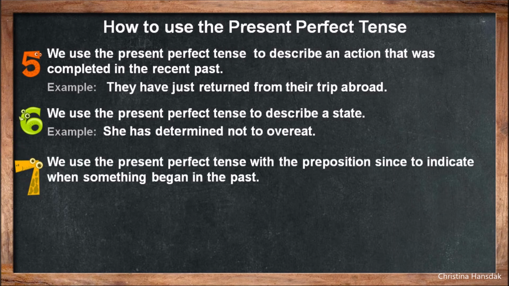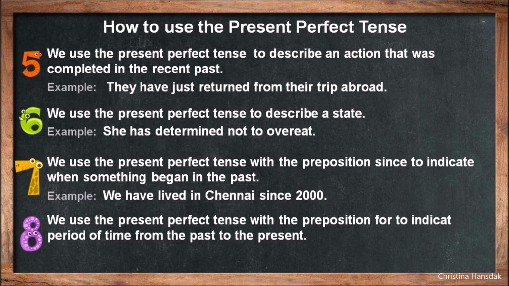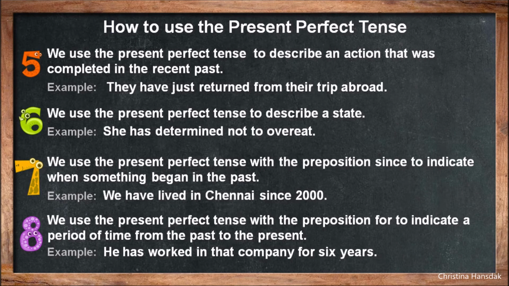Point number 7. We use the present perfect tense with the preposition since to indicate when something began in the past. Example, we have lived in Chennai since 2000. Point number 8. We use the present perfect tense with the preposition for to indicate a period of time from the past to the present. Example, he has worked in that company for 6 years.